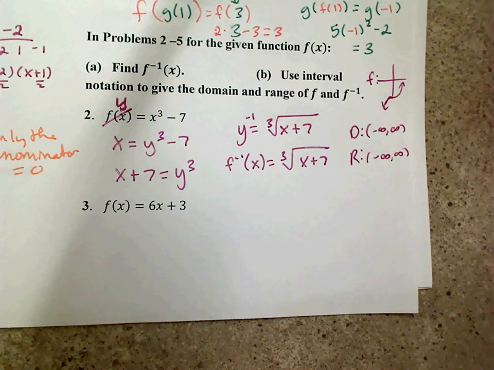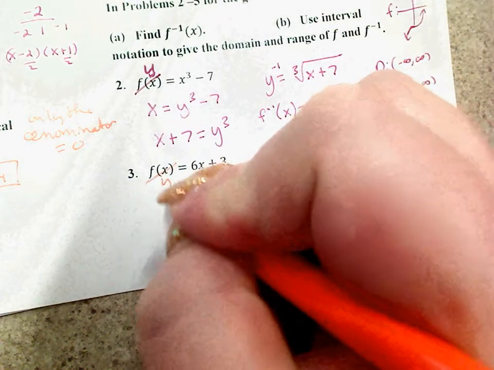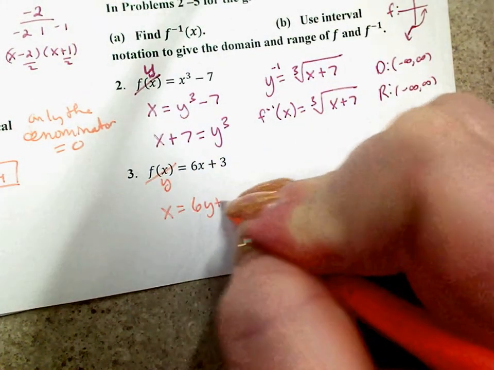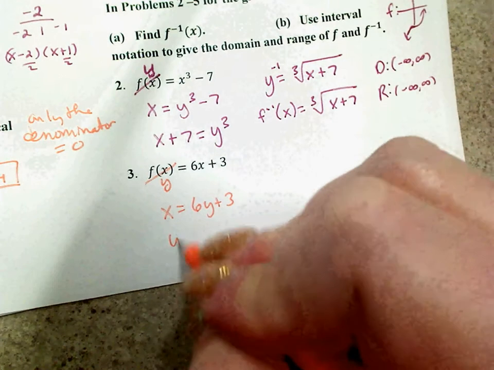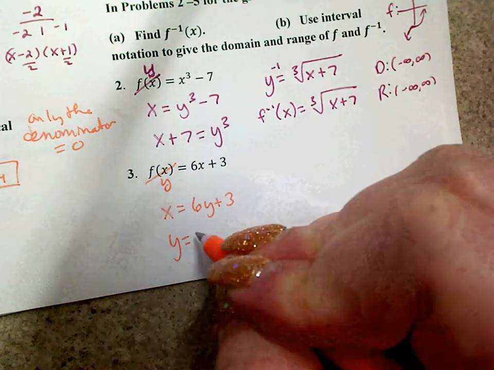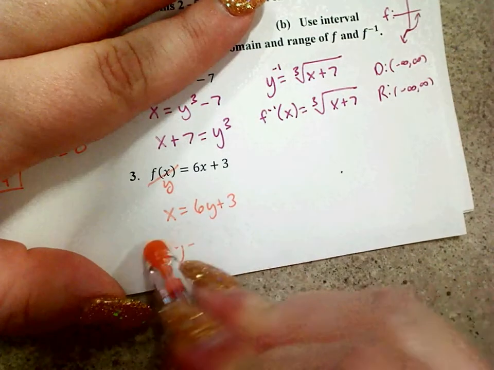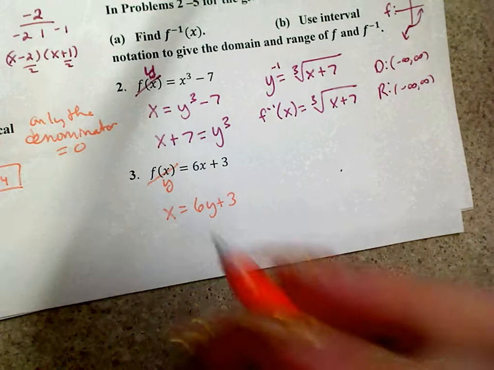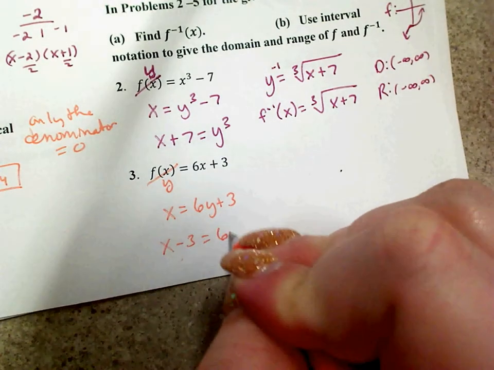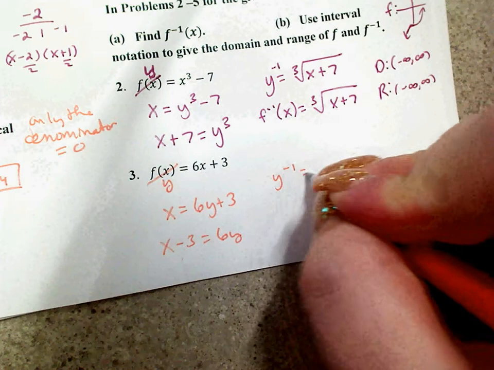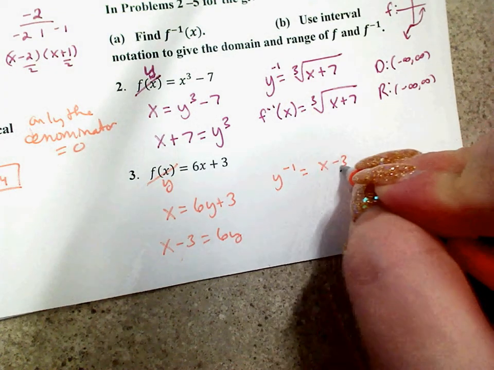So we're going to switch x and y. X equals 6y plus 3. So y equals, I don't know why I did that. So x minus 3 equals 6y. So y inverse, we're going to divide by 6. X minus 3 over 6.